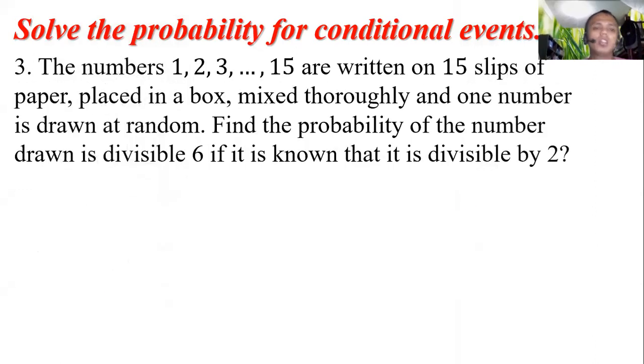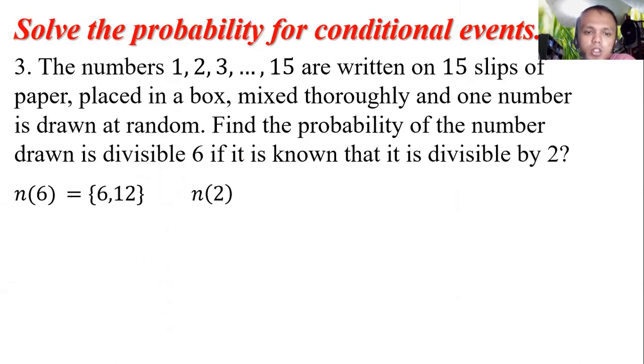Next, number 3. The numbers 1 to 15 are written on 15 slips of paper placed in a box, mixed thoroughly, and one number is drawn at random. Find the probability that the number drawn is divisible by 6 if it is known that it is divisible by 2. Okay. Now, sa 1 to 15, yung numbers divisible by 6 are 6 and 12. Okay, from 1 to 15, 6 and 12 lang divisible by 6.